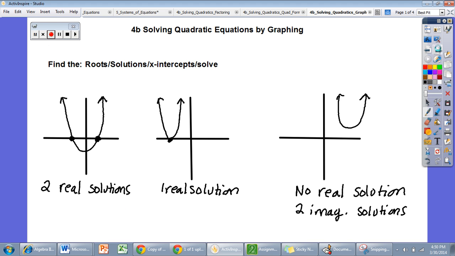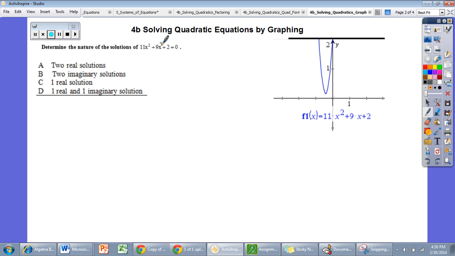If we take a look at a couple examples where we would be using this, this is the question: determine the nature of the solutions of 11x squared plus 9x plus 2 is equal to 0. If you were to encounter this question on the SOL, your first instinct would be to graph this on your calculator. So I graphed it on mine, and this is an image of what it looked like. You can see here that the parabola came down, came very close to the x-axis, but never touched it, and then turned right back around. So this has two imaginary solutions, because it never touched the x-axis.